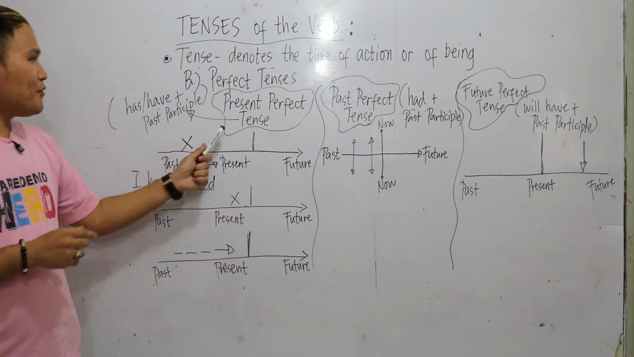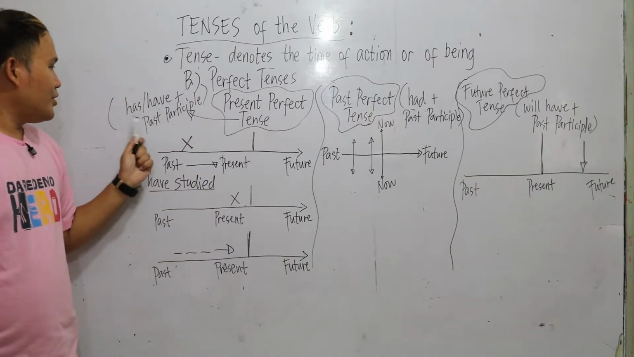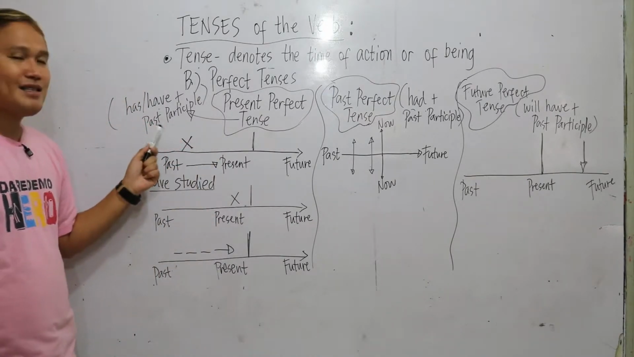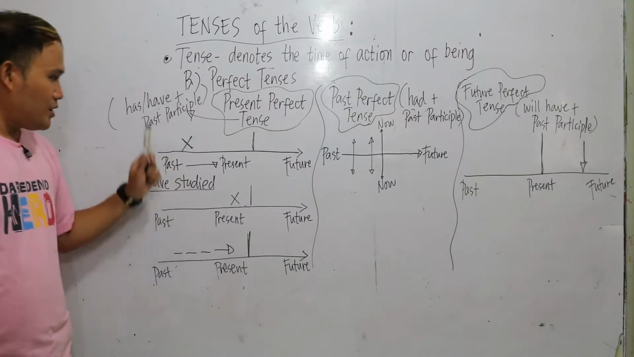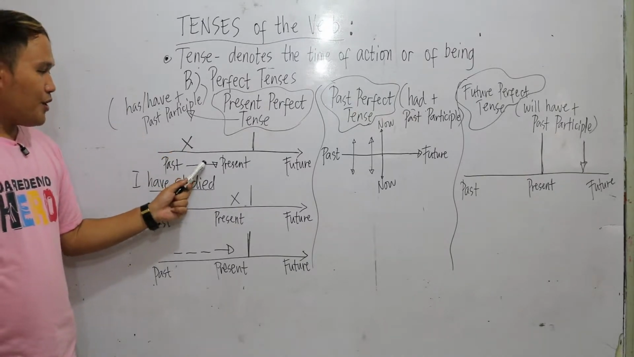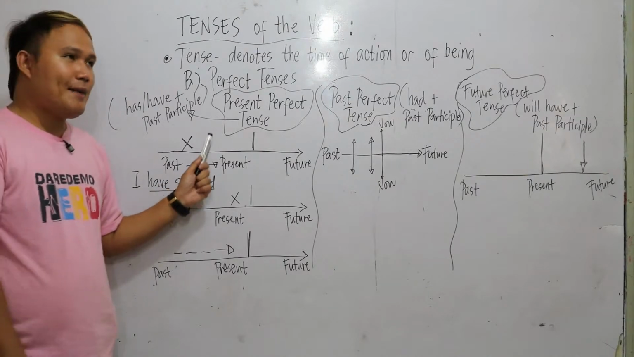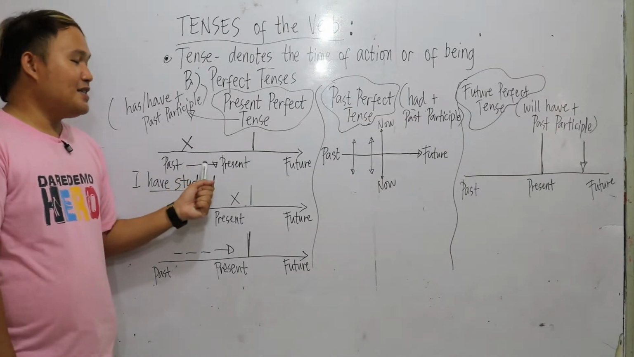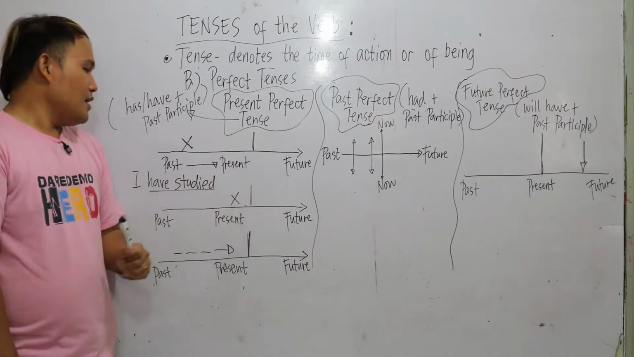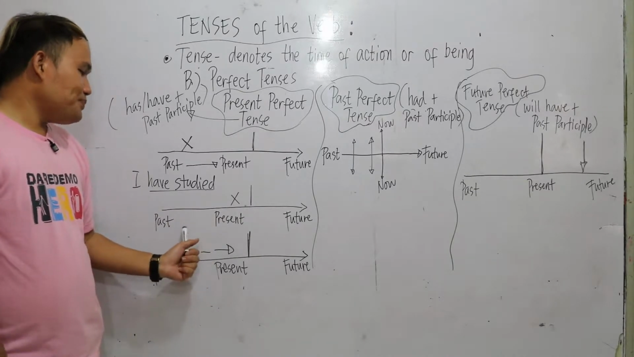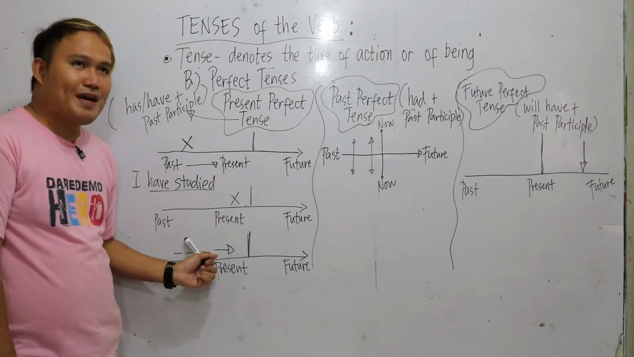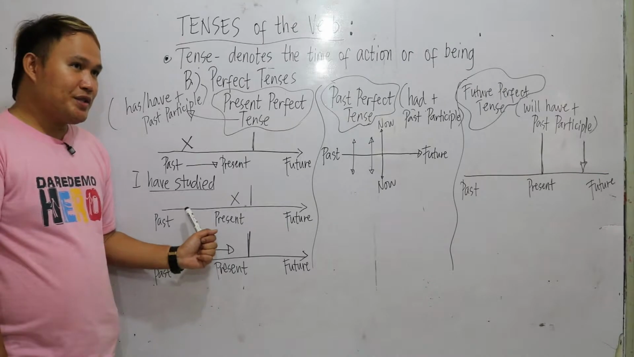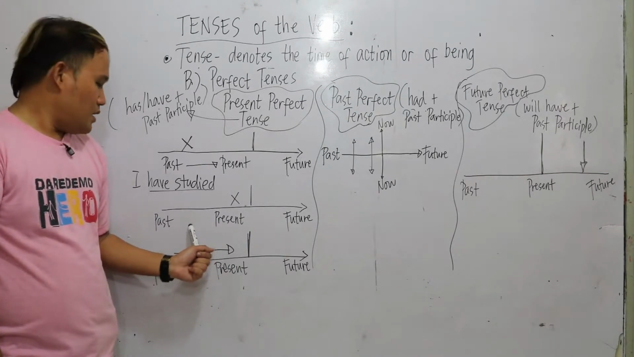So always remember, for present perfect tense, there's the use of has or have plus the past participle form of the verb. If you're referring to a past action that has significance to the present time, and also if you're referring to a past action or past event that just recently happened or recently finished or done.